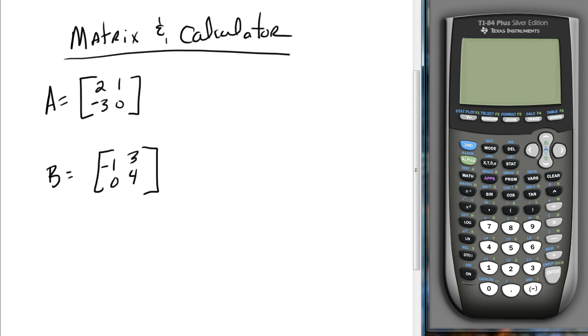Now, let's say I want to do some baby math with it. So, for instance, I want to double A. I want to multiply by a scalar. I'll double it. Well, you just double all the pieces. So 2 becomes a 4, 2, negative 6, 0. You just multiply everything by 2.